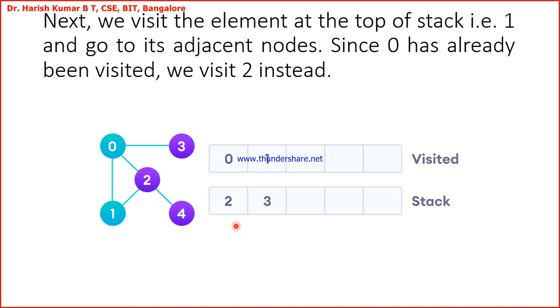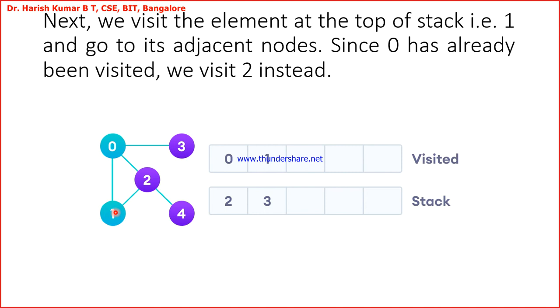Now the next node to visit is 2. The top of the stack is 2. Now I should visit 2, so I'll add it to the visited list. Now I have to check the nodes which are adjacent to 2 but not visited.